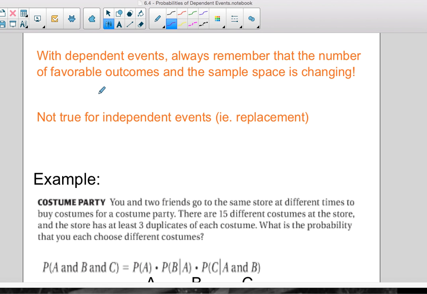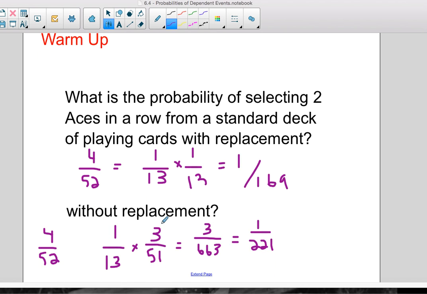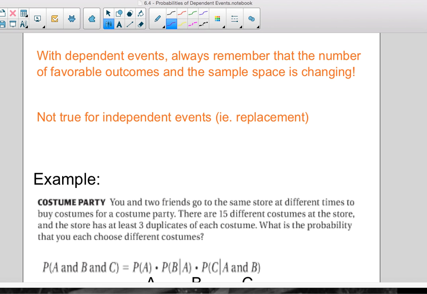All right, so with dependent events, always remember that the number of favorable outcomes and the sample space are changing. Just like that last example, that would be dependent because the probability that the first one happens is affecting the probability that the second one happens. If you draw an ace, you have now affected the probability that the second one's going to happen. Even if you didn't draw an ace, you'd still be affecting the probability that the second one is an ace.